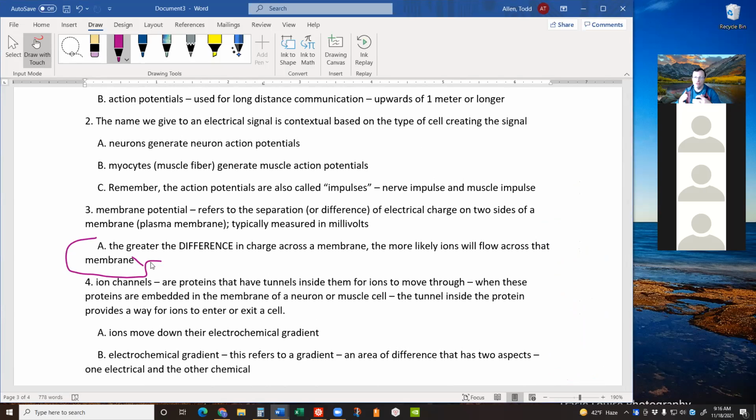The greater the difference in charge, and that charge is a community charge. It could be 25 sodium atoms with a positive charge plus another 25 sodium atoms with a positive charge, or it could be 25 sodium atoms with a positive charge and 25 potassium ions with a positive charge. So you add up all the ions on one side of the membrane and determine how much positive or negative energy you have there. And then you subtract that from the same thing on the other side of the membrane. Whatever the magnitude of that subtraction is, that's your difference in charge. That's your membrane potential. Okay.